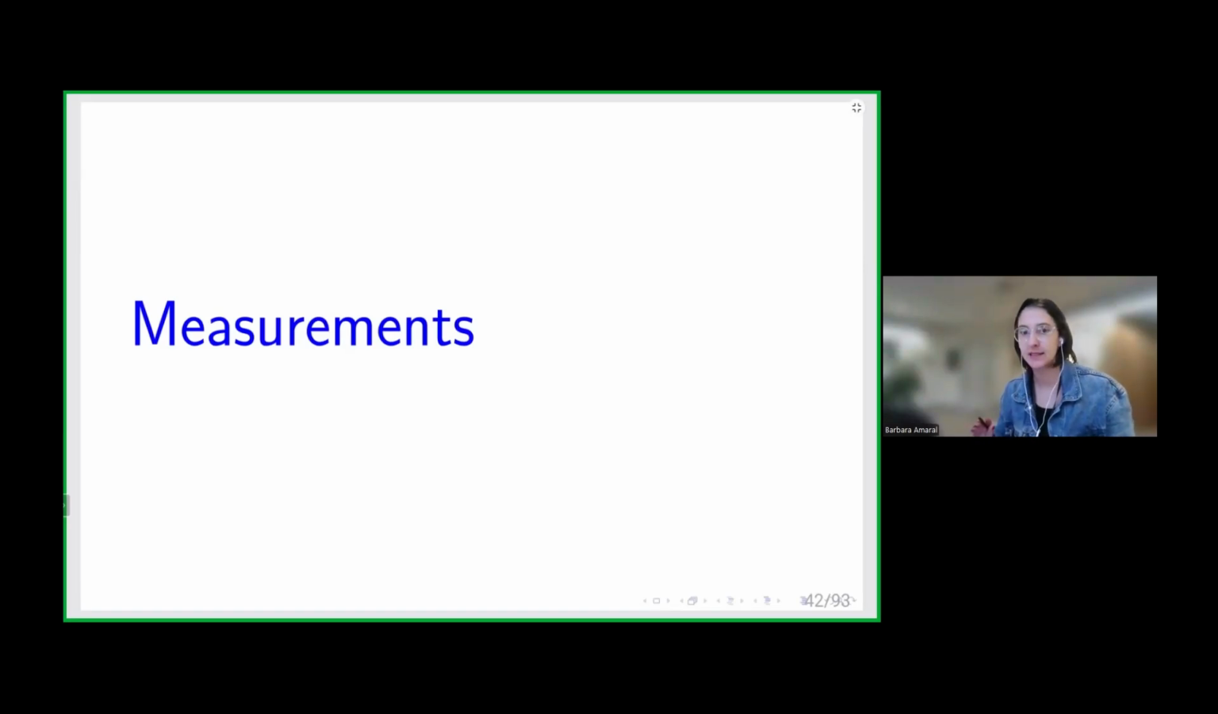Hi everyone, let's continue class. So in the first part of the class, we talked about states of two qubits, and now we're going to talk about measurement in two qubits.